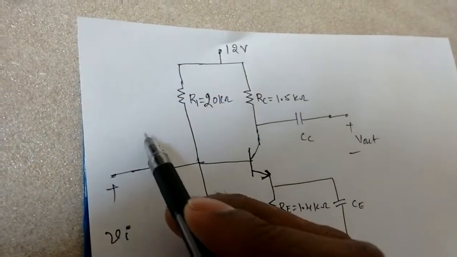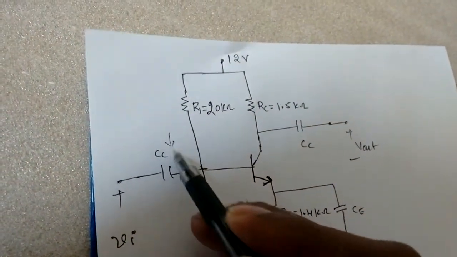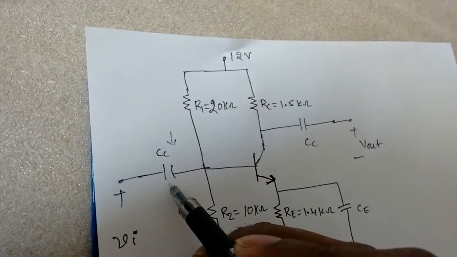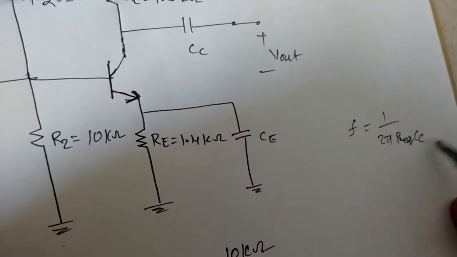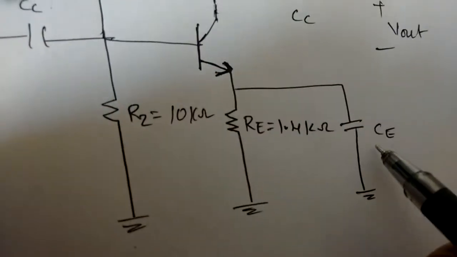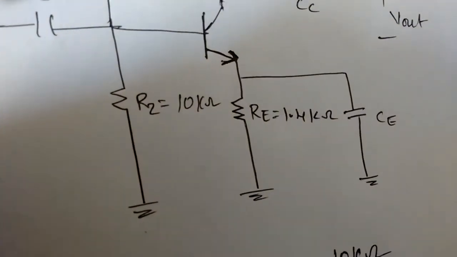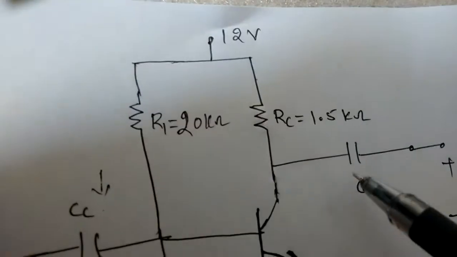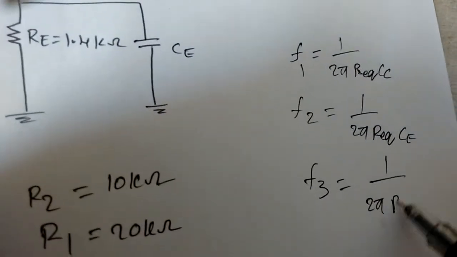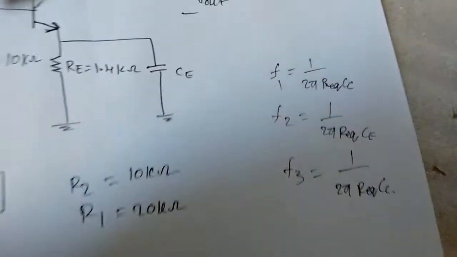Suppose if you find the equivalent resistance across this capacitor, the frequency will become F1 equals 1 by 2 pi R equivalent into CC. Similarly for this CE also we can find F2 equals 1 by 2 pi R equivalent into CE. Similarly for this capacitor also I can find F3 equals 1 by 2 pi R equivalent into CC.